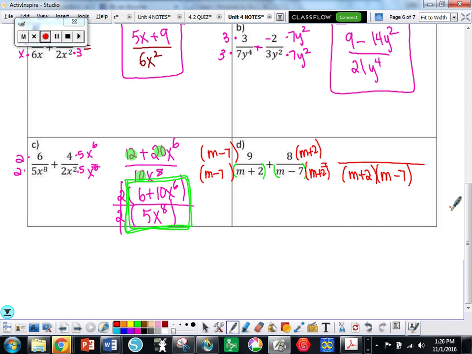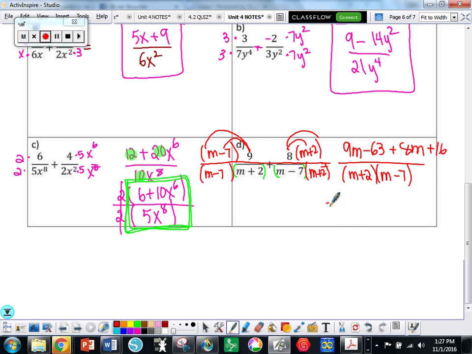Now, I can simplify the top. I can't just multiply like this, because that was just one number. How do I simplify this? No, because then if I did, it would be the exact same problem. Let's distribute those. So you have 9m minus 63 plus, now let's distribute this one, 8m plus 16. So we distribute here, and then we combine like terms.